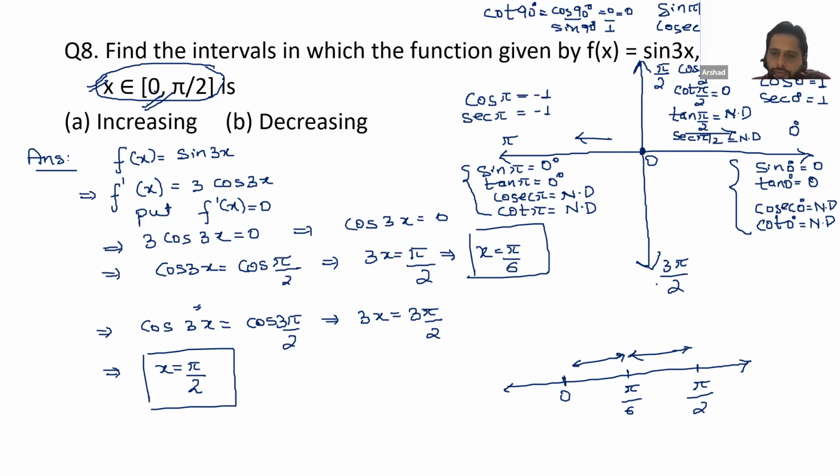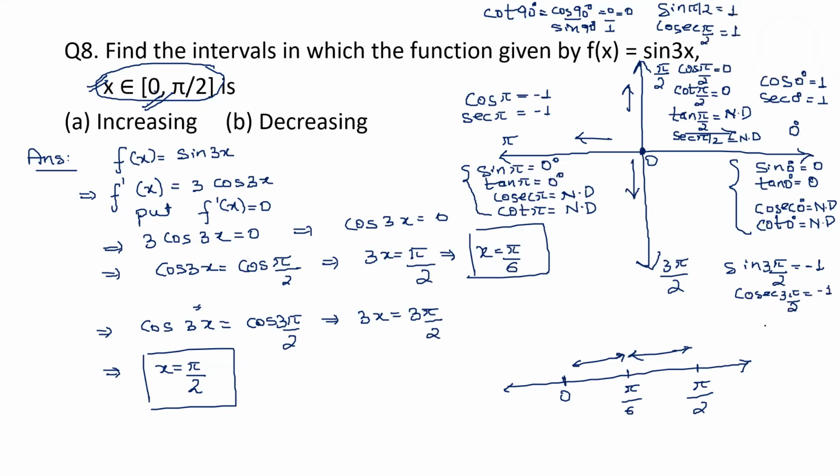Now we will go to 3 pi by 2. So what is sine 3 pi by 2? Minus. Very good. Minus 1. Because this is on top, it is positive. If we go to the bottom, this will become negative. So sine 3 pi by 2 is minus 1. And what is cosec 3 pi by 2? Minus 1. Very good. The rest of the values remain the same.